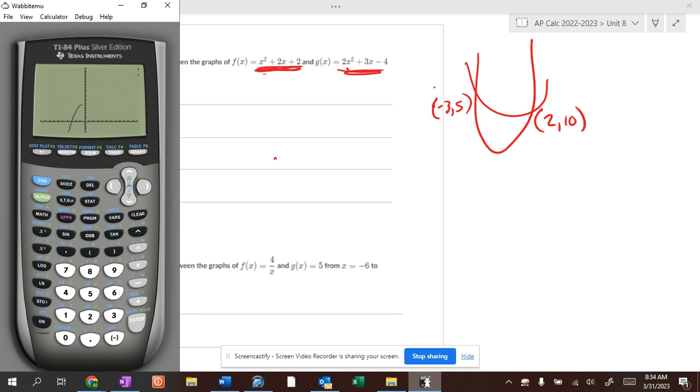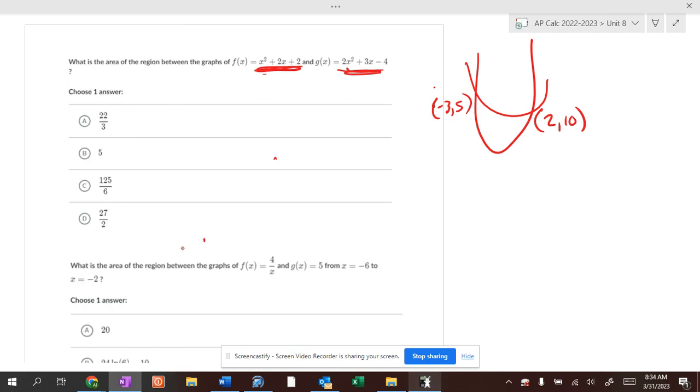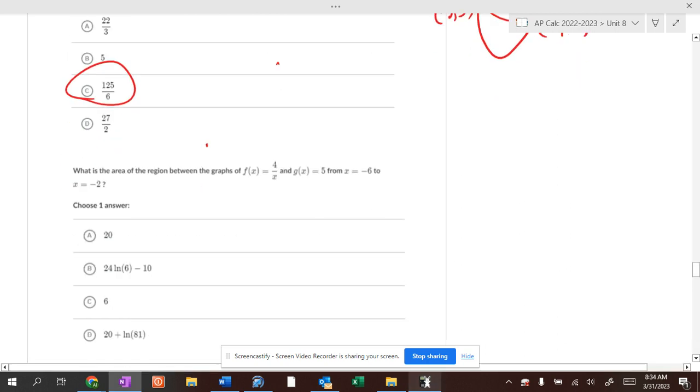It's going to make an upside down parabola. I'm going to go second trace, the integral, number 7, from -3 to 2. It's going to shade it in and give me that. I'm going to go math, change it into a fraction, please. 125/6. Easy peasy lemon squeezy.